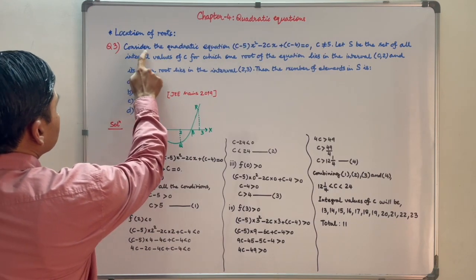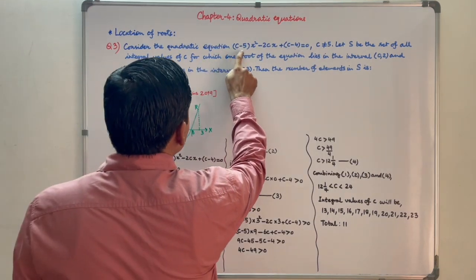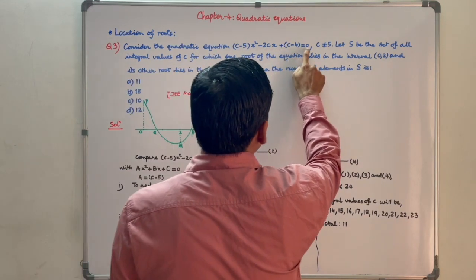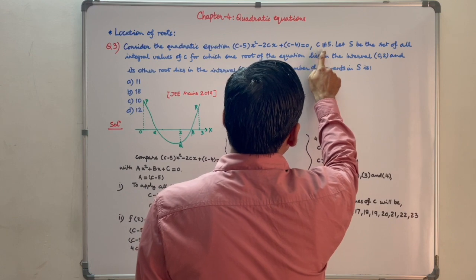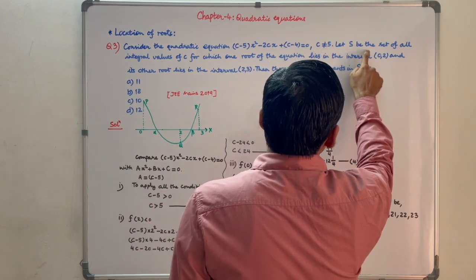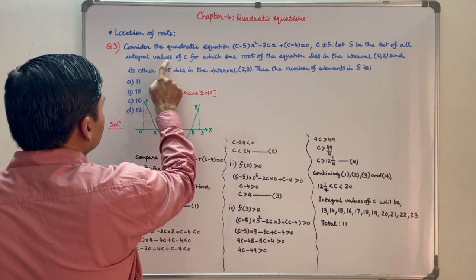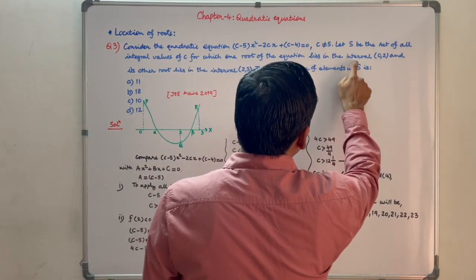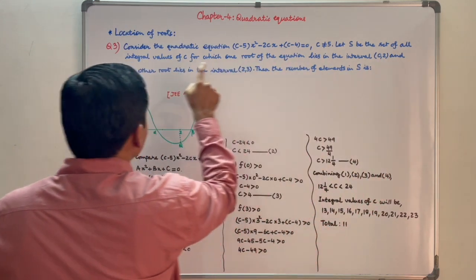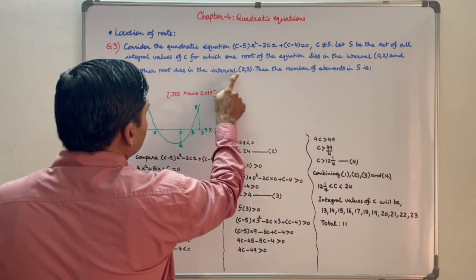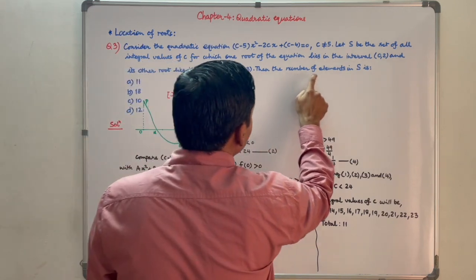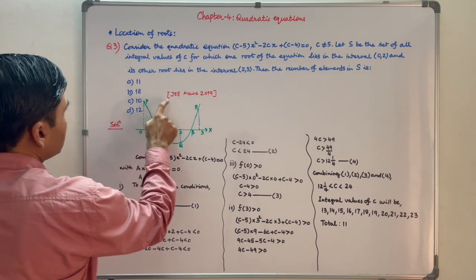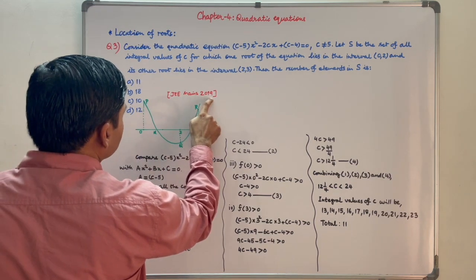Last question. Consider the quadratic equation c minus 5 into x square minus 2cx plus c minus 4 is equal to 0, c is not equal to 5. Let S be the set of all integral values of c for which one root of the equation lies in the interval 0, 2 and its other root lies in the interval 2, 3. Then the number of elements in S is. These are the options given. This question was asked in JEE Mains 2019.